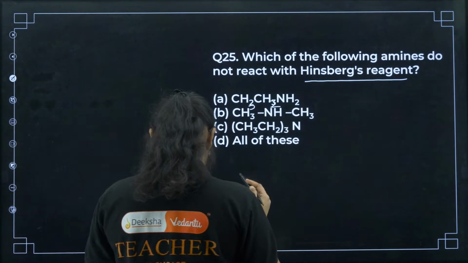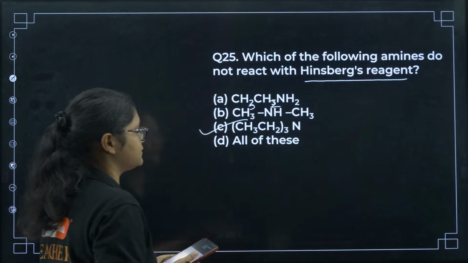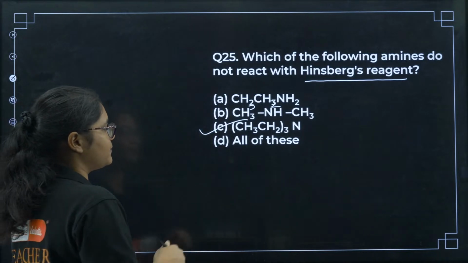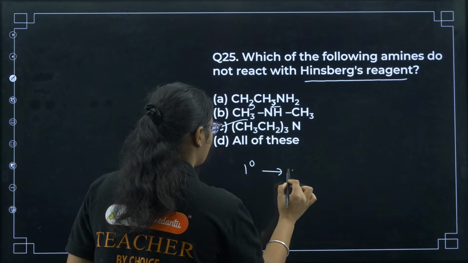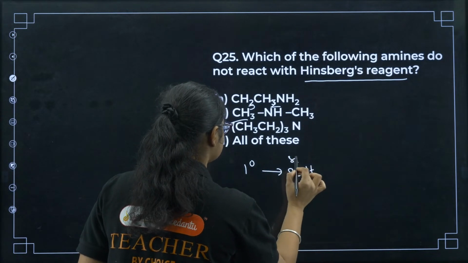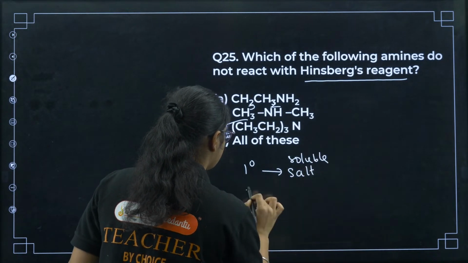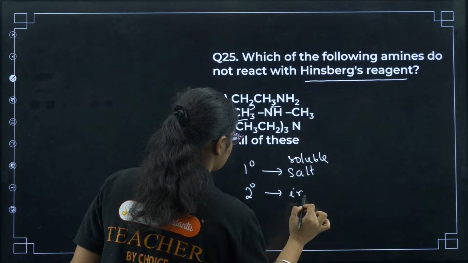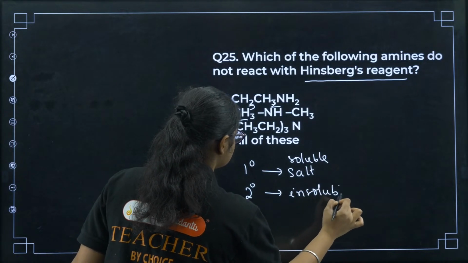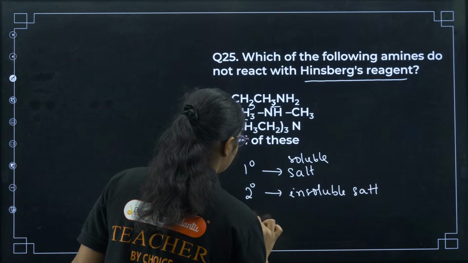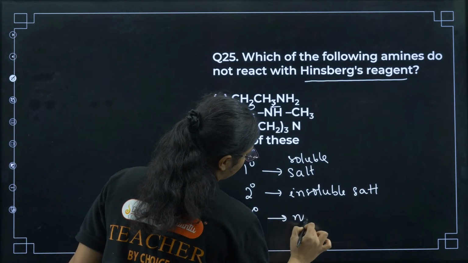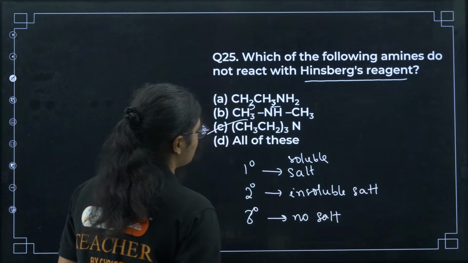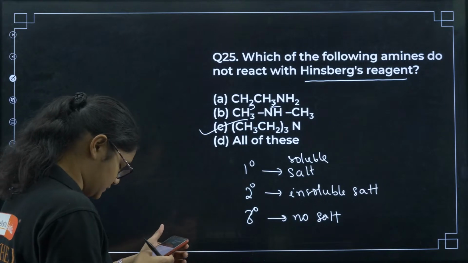Yes, 25C is the correct answer. Very rapid answer by all of you. So all of you know the primary amines will form soluble salt. Secondary amines will form insoluble salt. And tertiary amines will form no salt. So option number C is the correct answer.